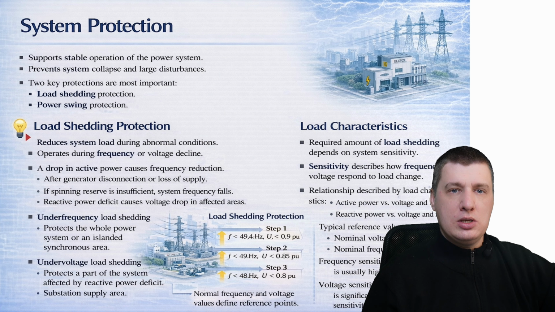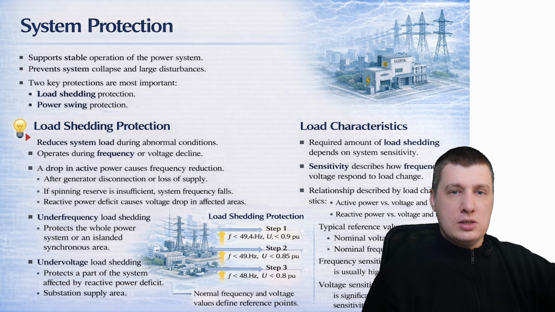Reactive power deficiency causes voltage drop. Voltage decreases locally in affected network areas. Based on this behavior, two load shedding types exist: under-frequency load shedding and under-voltage load shedding. Under-frequency load shedding protects the whole power system or an island synchronous area. Under-voltage load shedding protects a part of the system with reactive power deficit, such as a substation supply area.